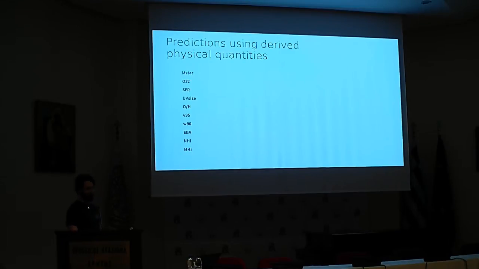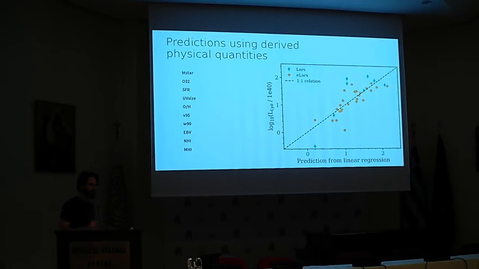So with this variable set, what we find is this. What we're looking at here is the Lyman alpha luminosity in log 10 units on the y-axis and the prediction from our linear regression on the x-axis. And this is sort of promising. This relation has an r-squared value of 0.63, so this roughly means that we're explaining 63% of the variance in the sample. So this is encouraging. This looks better than any of the individual correlations by far.